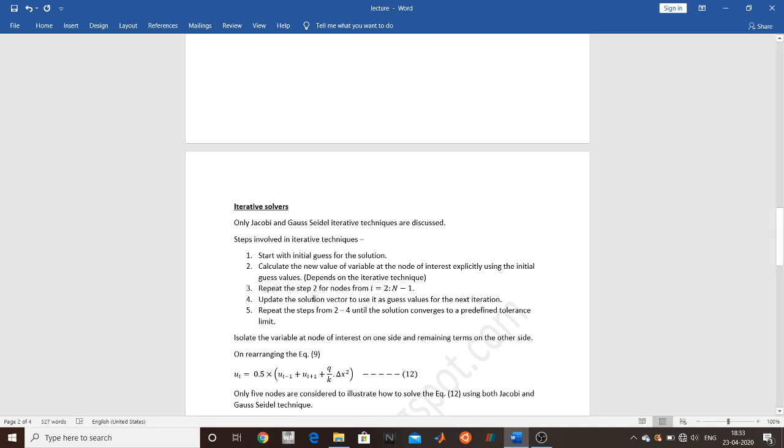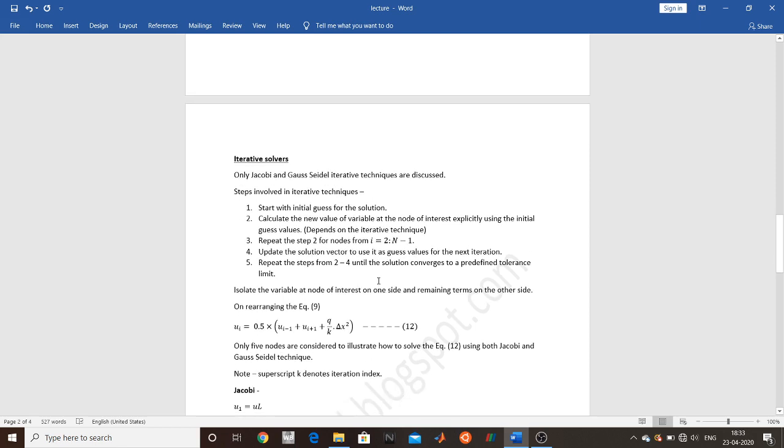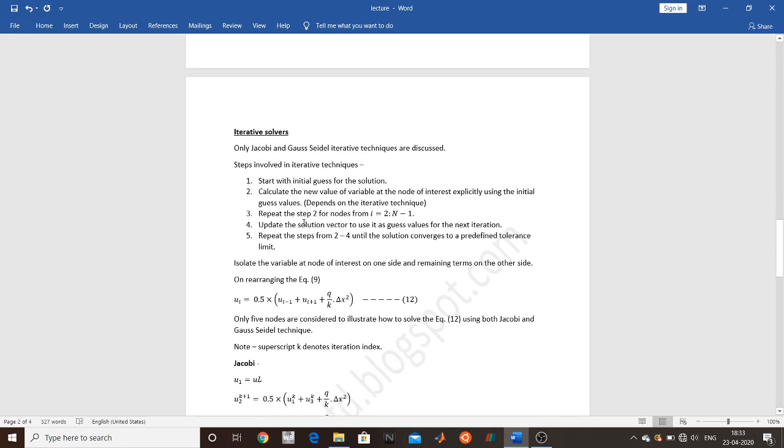So the second step is to calculate the new values of the variable at the node of interest. Here the node of interest is I, index I. It depends on the iterative technique. We repeat step 2 for node number from I equal to 2 to n minus 1, since it's a 1D problem. And we update the solution vector to use it as guess values for the next iteration.